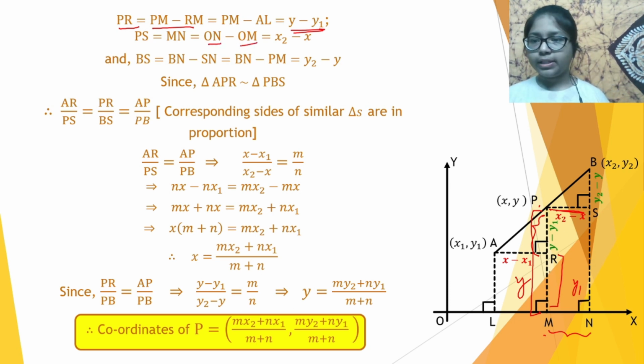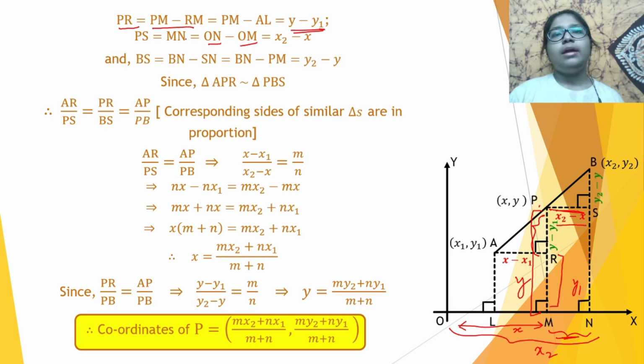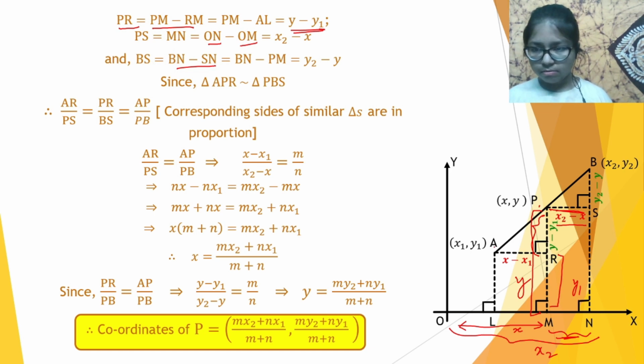ON, this part, minus OM, this part. So this is x and this is x2. So x2 minus x will give MN, and BS equals BN minus SN. What is BN? BN, this part, is y2, and SN is this part, this is y, and this is BS. Obviously y2 minus y will give BS.